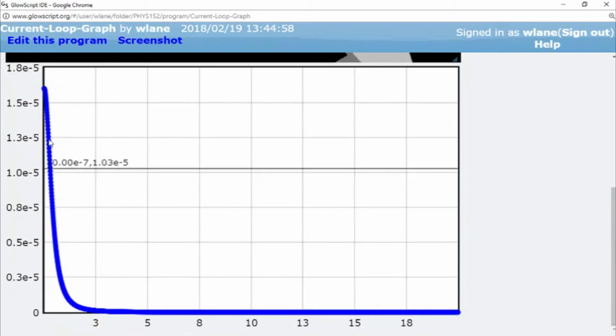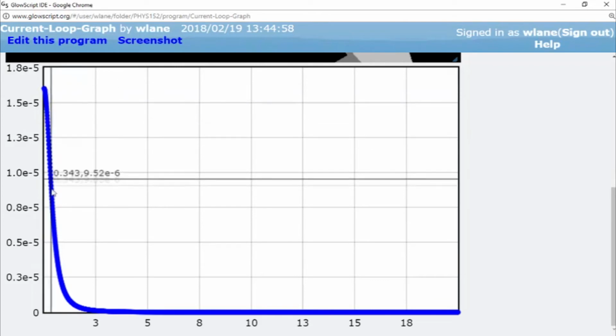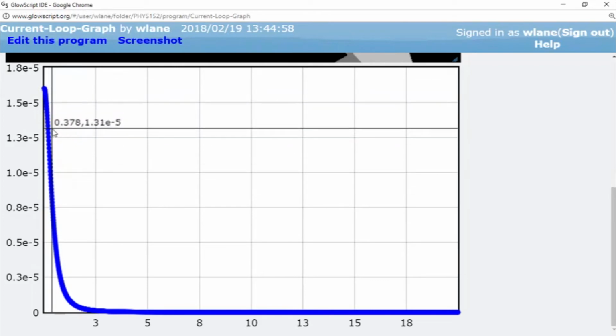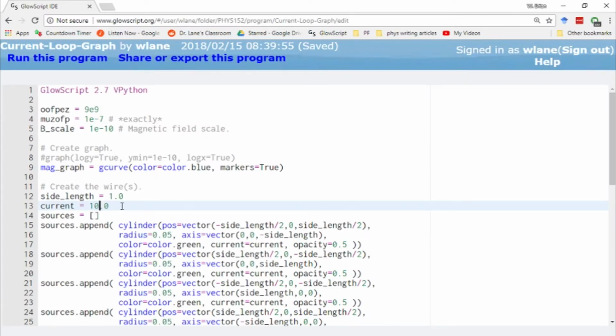The width is the same, but the height of the current, the height of the magnitude, increases. So we see that the current controls the height of this graph, which makes sense. The stronger the current, the stronger the magnetic field, but it doesn't really have an impact on the width of it. The only thing that's going to control that, let's delete this 0 to get that back to normal, is if we increase the side length.